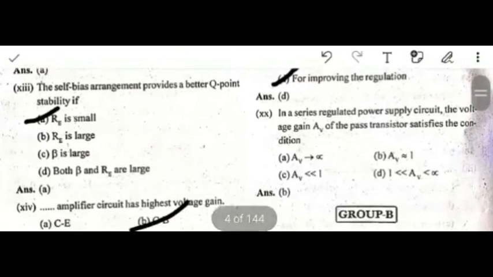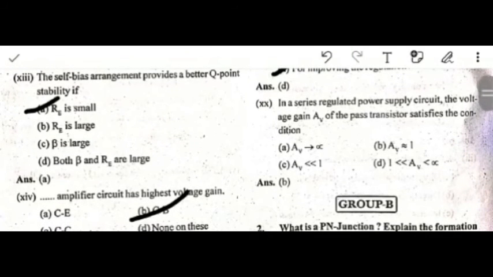Now in the 20th question, in a series regulated power supply circuit, the voltage gain AV of the pass transistor satisfies the condition AV is approximately equal to 1. It should be approximately equal to 1, which means nearer to 1, like 0.98, 0.99 or 1.01, etc. So here 20 questions are completed from the question bank of basic electronics.